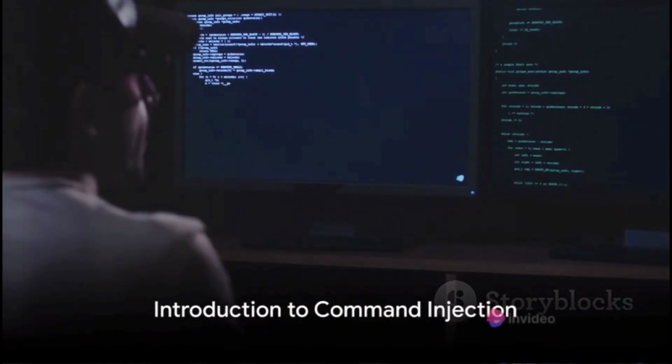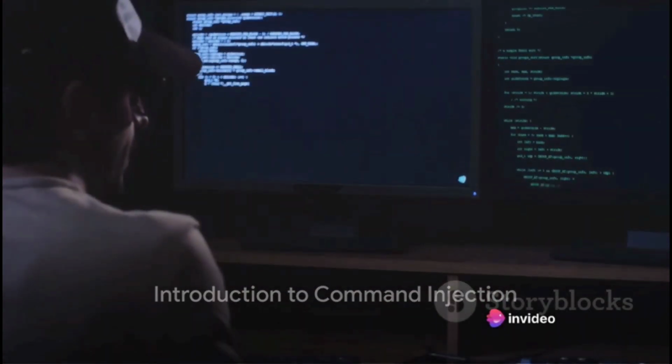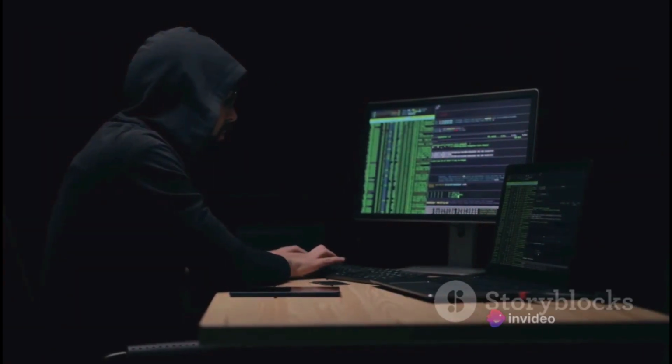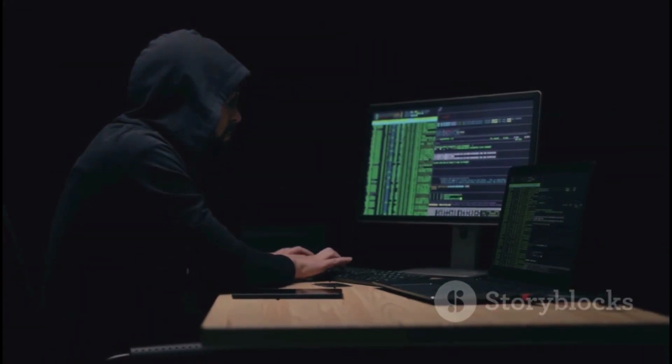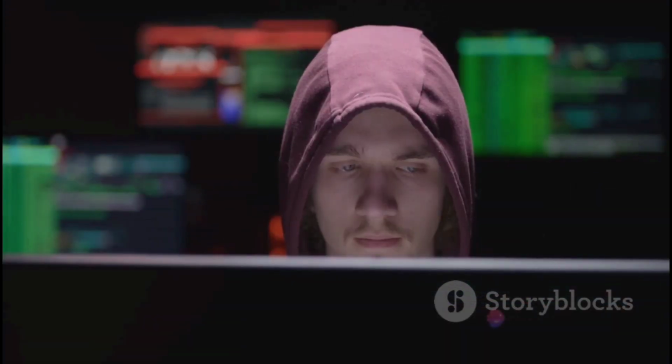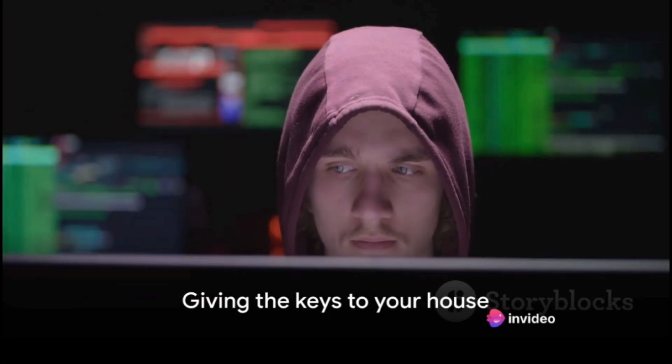Ever wondered what command injection is and how it can affect your system? It's a fascinating world, but also a dangerous one. Command injection is a type of cyber attack where an attacker tries to run arbitrary commands on your operating system through a vulnerable application. It's like letting a stranger have the keys to your house and all your secret rooms.